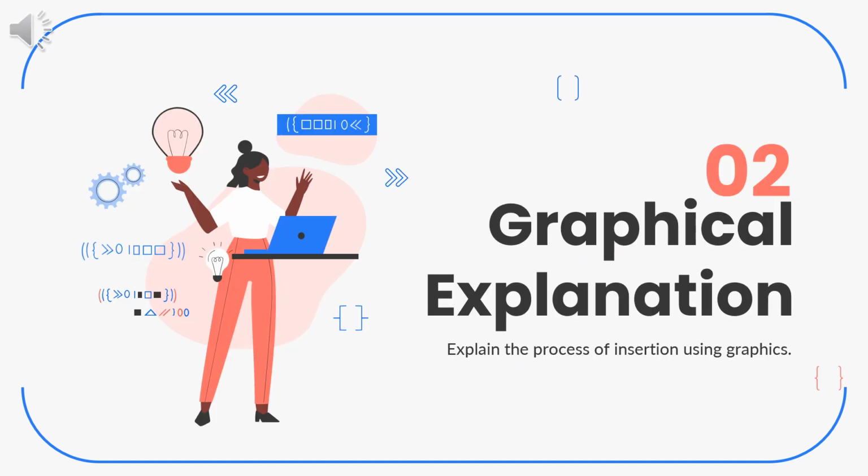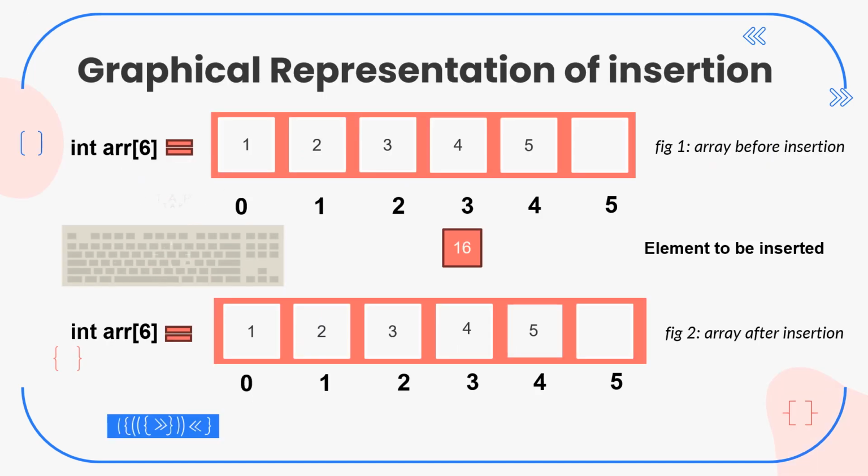Let's dive into the graphical representation part to get a better understanding of the process of insertion. In figure 1, we observe an integer type array with 5 elements already present and one vacant place. We have an integer number ready for insertion into the array. Our target is to place the new number, which is 16, at index 3. However, there's already an element occupying that position. To prevent data loss, we must shift the element before performing the insertion.